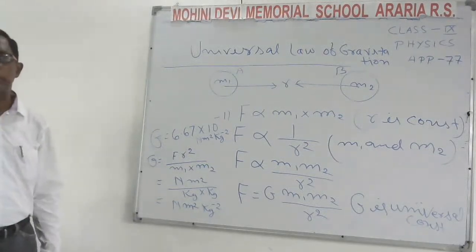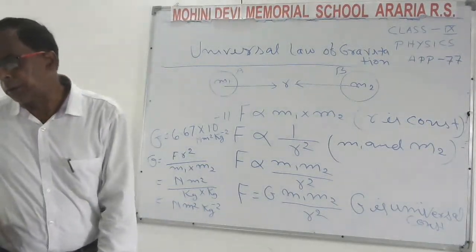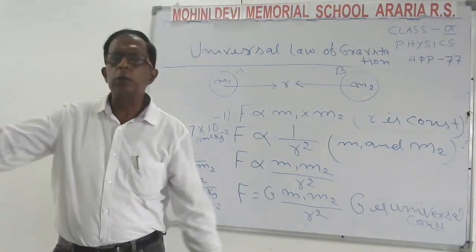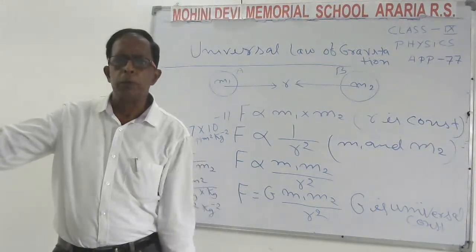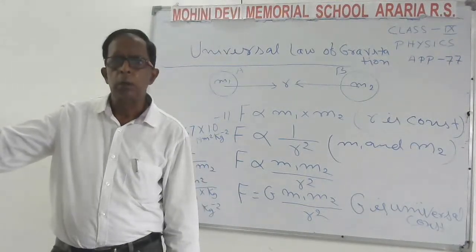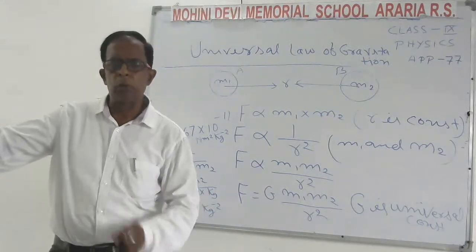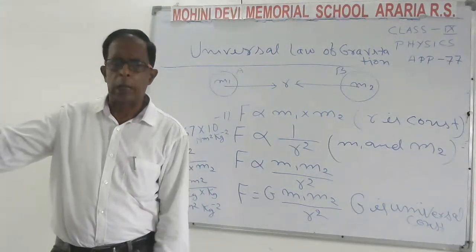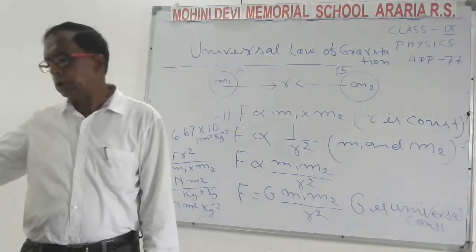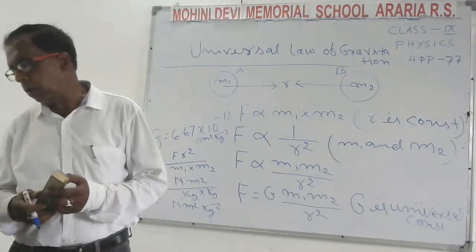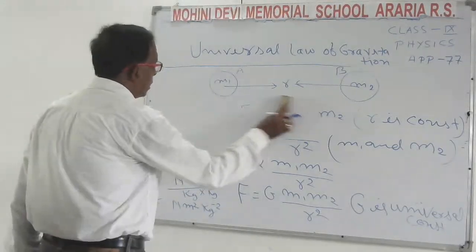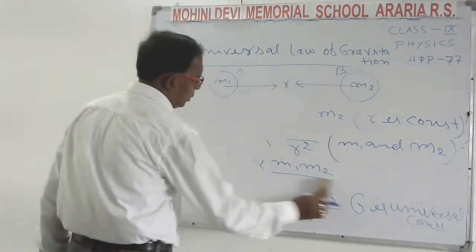This value was calculated by Cavendish near about 100 years after the death of Newton. It was calculated by an experiment in which Cavendish used two gold and platinum balls, and then he calculated the value of capital G. The numerical value of G is experimental.